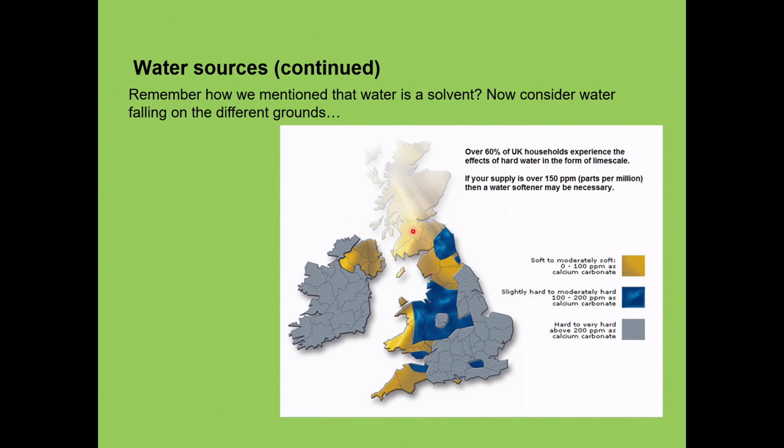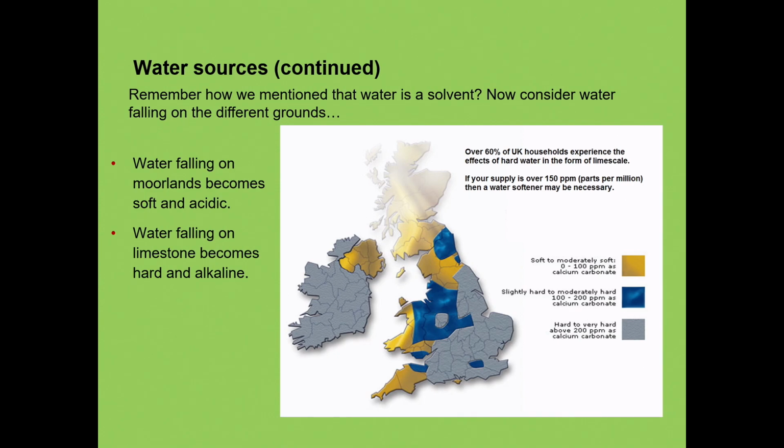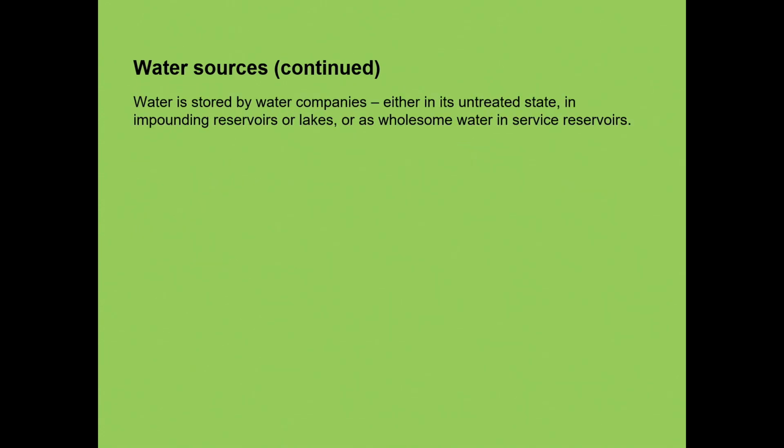So as you can see, Scotland, Northern Ireland, lots of bits of Wales, Isle of Wight down there, Devon and Cornwall, all mainly soft water. So water that falls on the moorlands becomes soft and acidic. Water that falls on limestone becomes hard and alkaline.